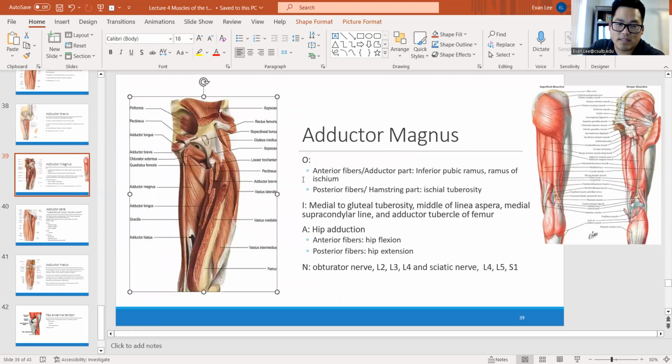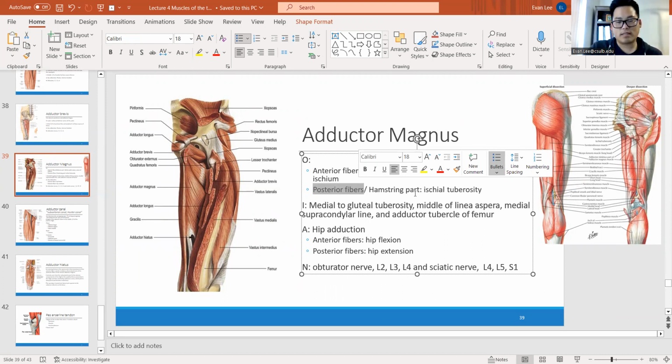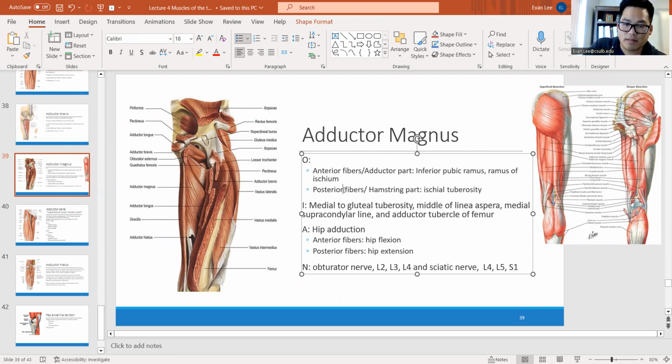And in this case, it's going to have two parts. So the adductor part is going to be originating at the inferior ramus as well as the ramus of the ischium. And then the posterior part is going to be originating at the ischial tuberosity. So these two parts are going to then insert onto either the side of the femur over here or down across the knee joint, like, hold on a sec. Sorry. It doesn't go across the knee joint, it goes to the side of the thigh.